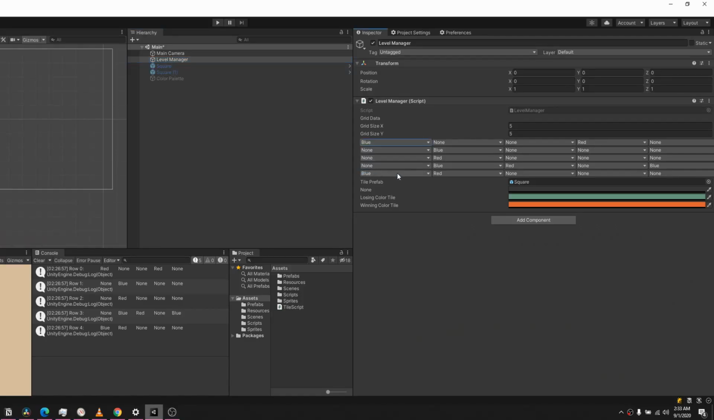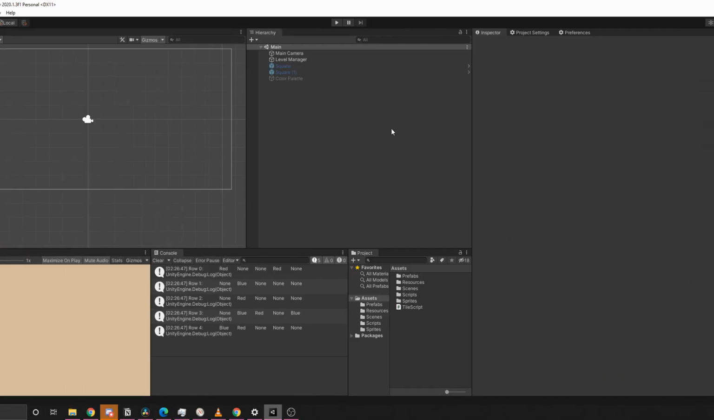I got the tiles to spawn in a grid, and after that I was pretty tired and I called it a night. Next week, I'll be working on implementing the flipping logic and the win condition so I can finally try out some levels.